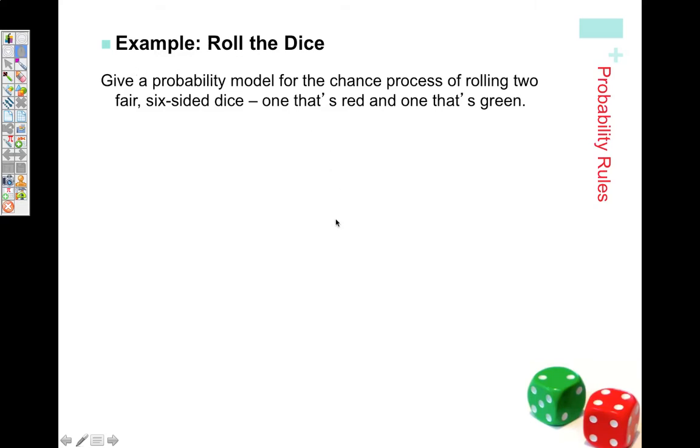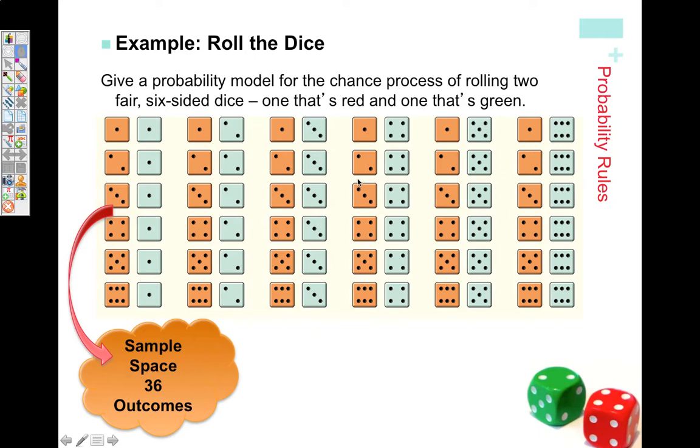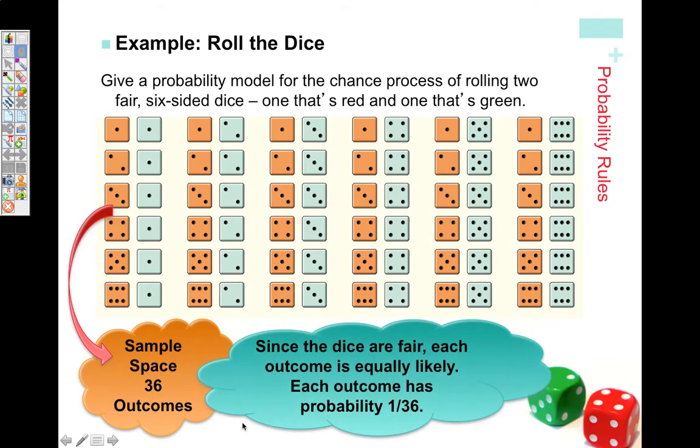So here we have rolling dice. We're going to roll two dice. They're fair dice, meaning no one side is more likely to come up. They're regular six-sided, and one's red, one's green. You see them down here in the corner. If we roll these dice, these are all of the possible outcomes that we could get. And there are 36 different things that could happen. So our sample space has 36 total outcomes in it. And since the dice are fair, each one of these outcomes is equally likely, so each one of these possible combinations of dice has a probability of 1 over 36.